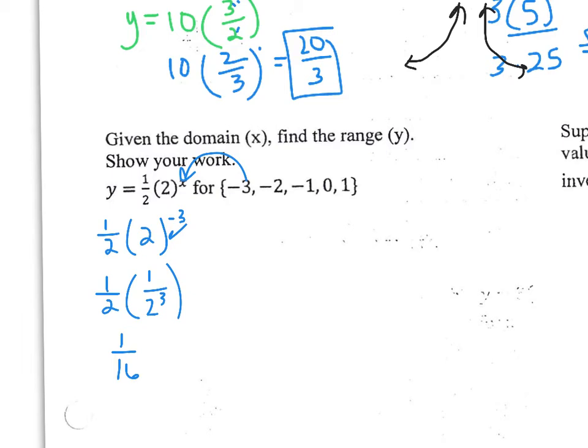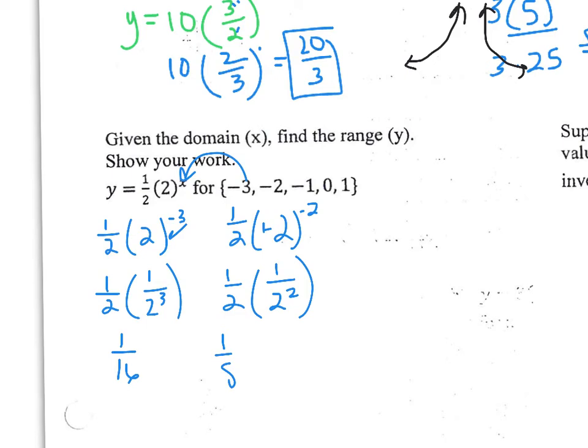Now if I plug in negative 2. Oops, negative 2 for the exponent. So it's 1/2 times 1 over 2 squared. So that's 1/8. Now if I plug in negative 1, this is 1/2 times 1/2, which is 1/4. So if this keeps going down by 1, I can see what the pattern is, or if this goes up by 1, I can see what the pattern is.